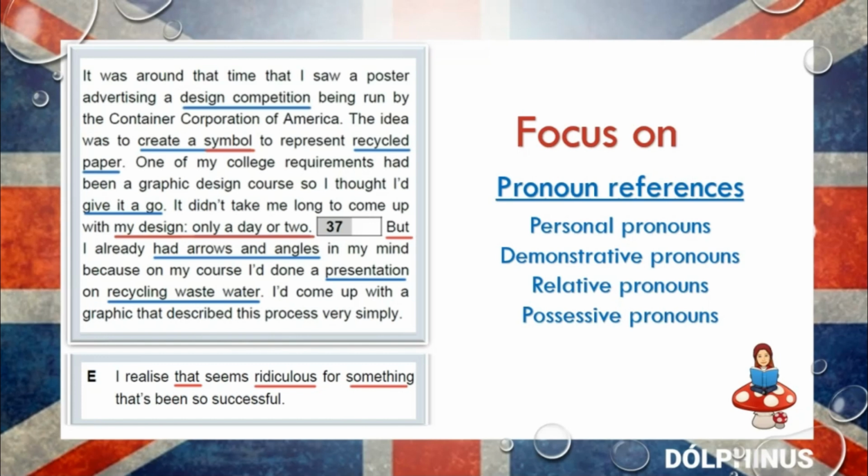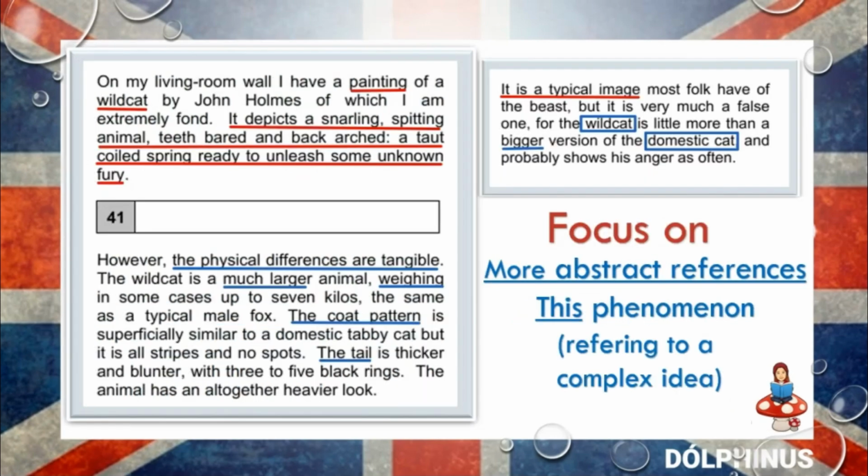Let's make reference to the pronoun references that we find in B2. They are personal, demonstrative, relative, possessive. For example, that is making reference to the time it took. However, in C1, they're more abstract. Why? Because they do not make reference to something specific, where you get the idea easily, but this is making reference to a full description.